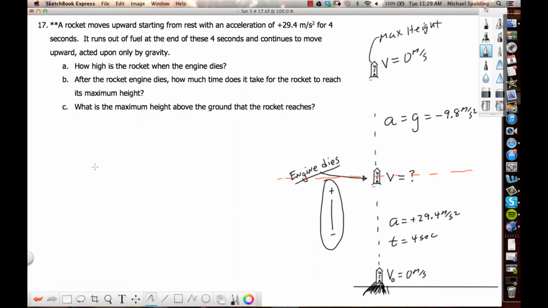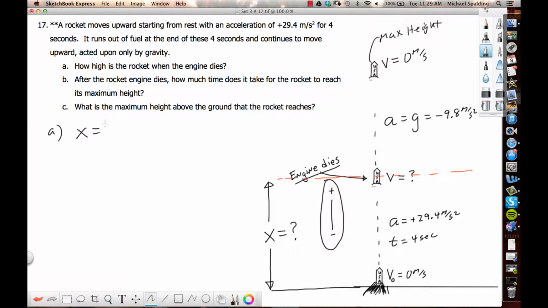All right, so now let's look at the questions. First question: how high is the rocket when the engine dies? This question is asking for this, from the ground to where the engine dies. So do we have enough info to do it? Yeah. We can do part A with the information we have.